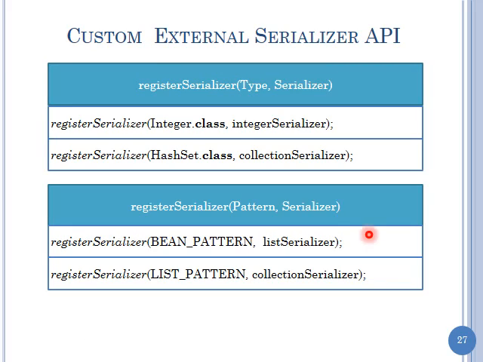Okay, so this is the kind of API that you guys are dealing with. We say for integer.class register this serializer, for this register this serializer, and so forth. Okay, you can register a serializer for a particular type, or register a serializer for a particular pattern, like list serializer for bean pattern, collection serializer for list pattern. So that's the sort of flexibility you get. And that's just a constant, actually. It's just a string constant, so that I can define new patterns later without changing the type.